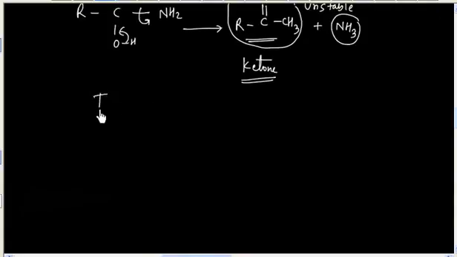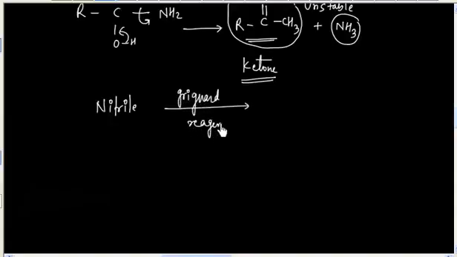So if I have a nitrile, it can react with Grignard reagent, any Grignard reagent we can have, and if I do hydrolysis, we will have ketone.